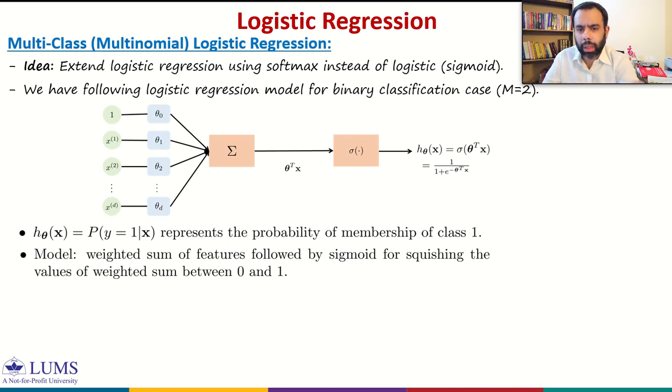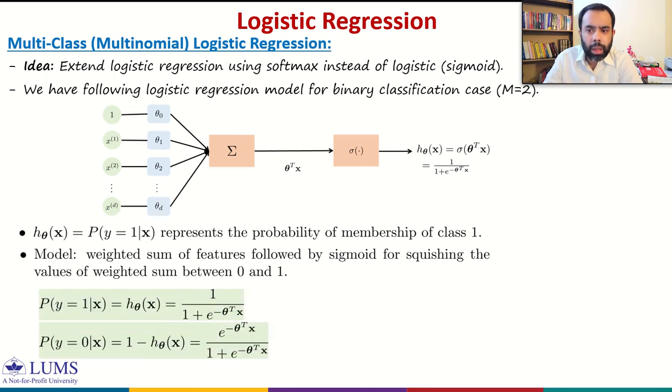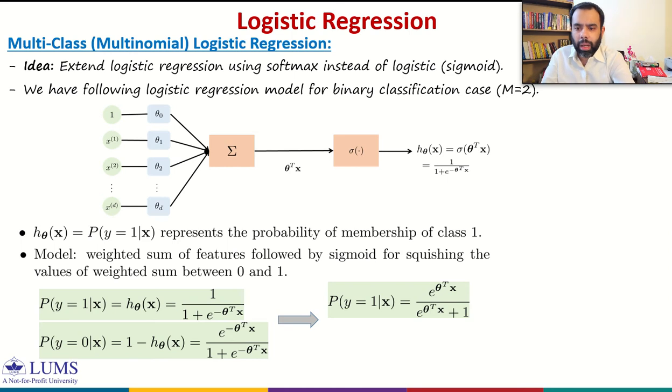Okay, let's talk about a binary case first. That's how we defined the probabilities for a binary case: h theta of x is the probability of y equal to 1 given x, and 1 minus h theta of x is the probability of y equal to 0 given x. I can rewrite this using some algebraic manipulation. I multiply by exponent of theta transpose x in the numerator and denominator, and I can obtain this probability of y equal to 1 given x.